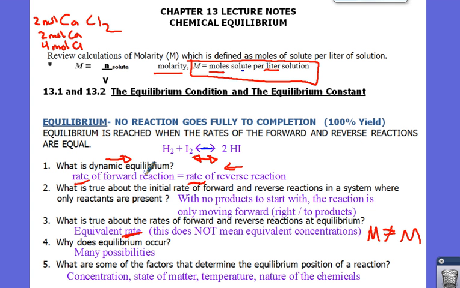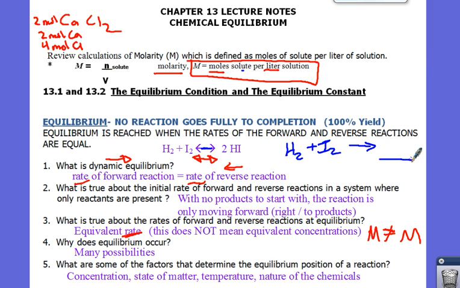What is true about the initial rate of forward versus the initial rate of the reverse? Well, initially, let's just imagine this. Initially, Mr. Murphy puts hydrogen in a bottle. He mixes it with iodine in a bottle. And then he lights it on fire or whatever is needed. And the reaction goes. Initially, there are only reactants. There's hydrogen and iodine. There are no products yet.